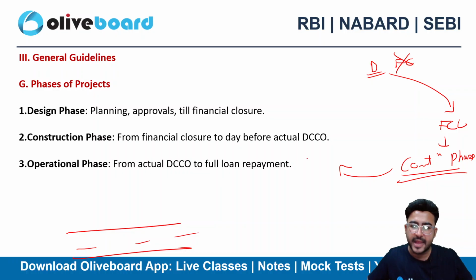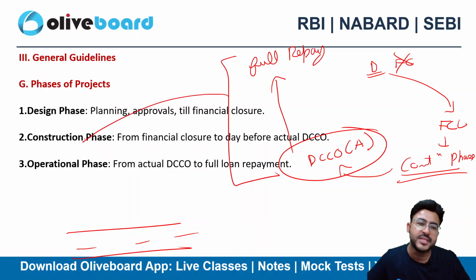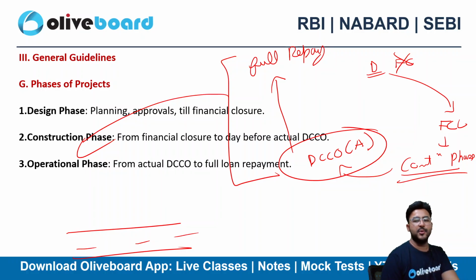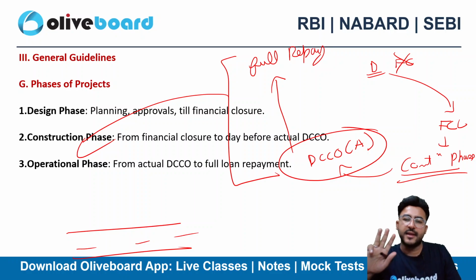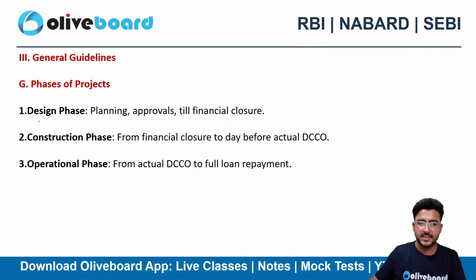From the date of actual DCCO, ये DCCO एक्चुअल वाला, यहां से लेके जब तक आप फुली रीपे नहीं कर देते लोन को, ये कौन सा फेज होता है? ऑपरेशनल फेज होता है, राइट? अरे यहीं तो बैंक एक्चुअल में आपसे कमाता है, यहीं तो आप लोन रीपेमेंट करना चालू करते हो पूरा का पूरा, राइट? So these 3 phases are there in the project. Please do remember, first is the design phase.